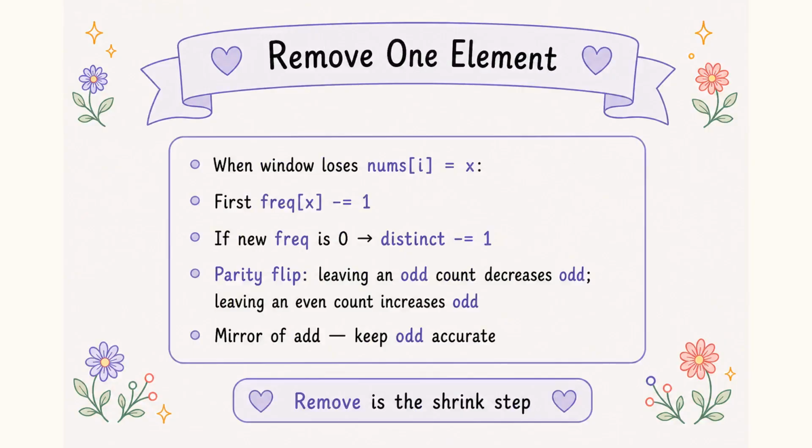Remove one element x from the window. Decrease its frequency by 1. The parity flips again, so update odd the opposite way of add. If frequency becomes 0, decrease distinct by 1. Remove is the shrink step. Keep add and remove perfectly mirrored, so odd stays correct.